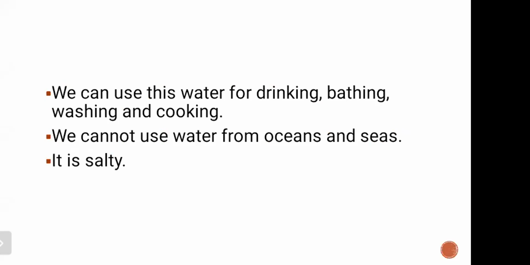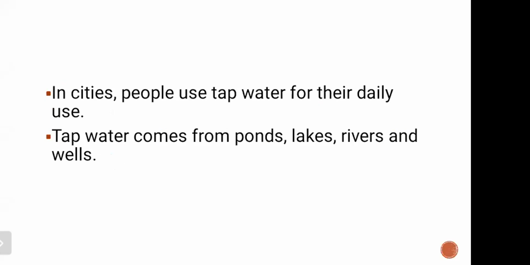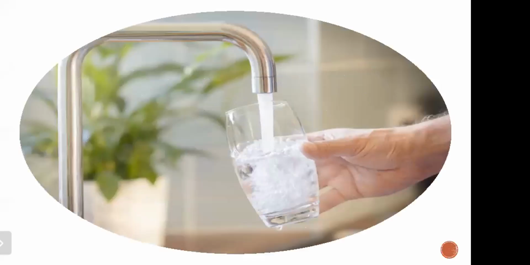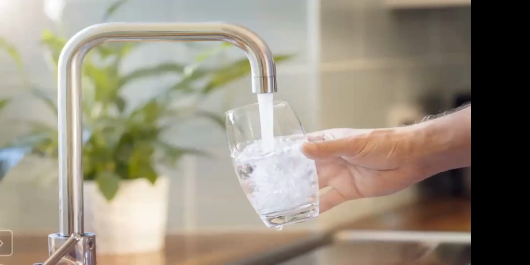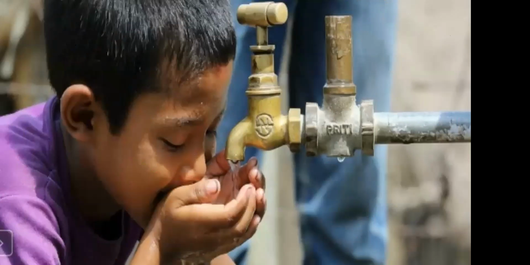Now children, in cities, how do people get water? People use tap water for their daily use. In cities, people use tap water from ponds, lakes, rivers, and wells. Now this is the picture of tap water. Next picture, this is also the picture of tap water.